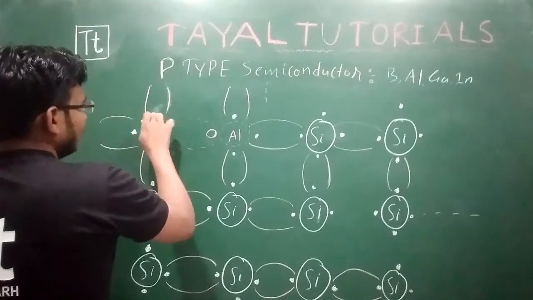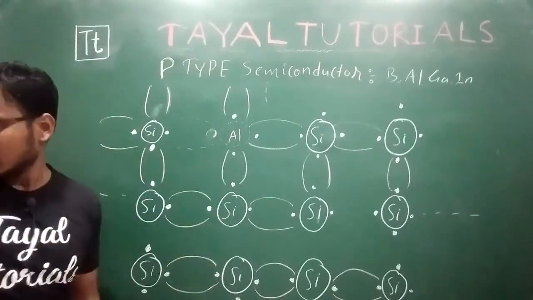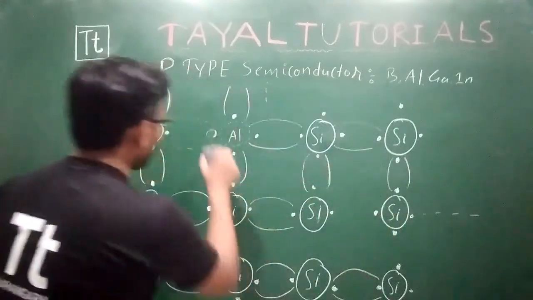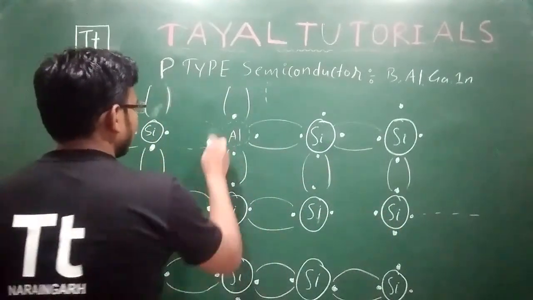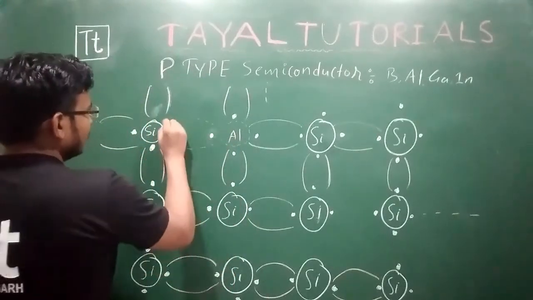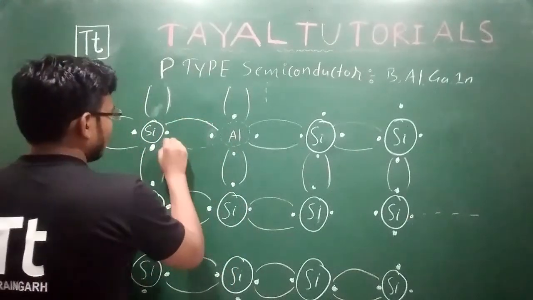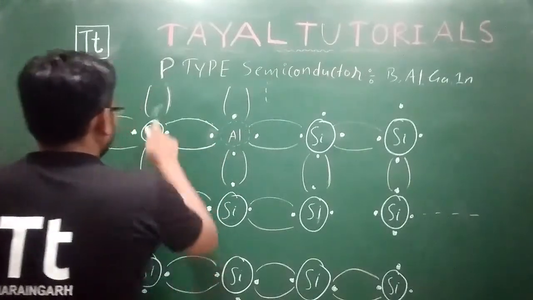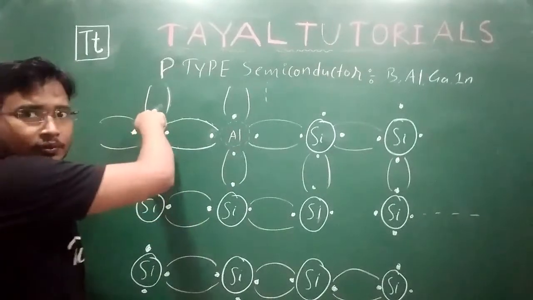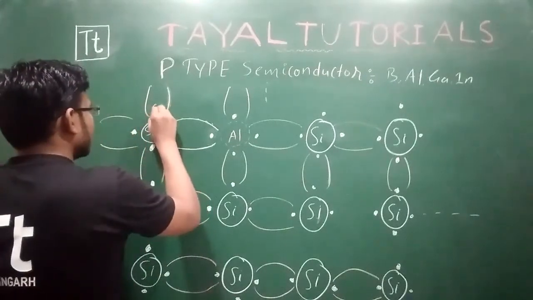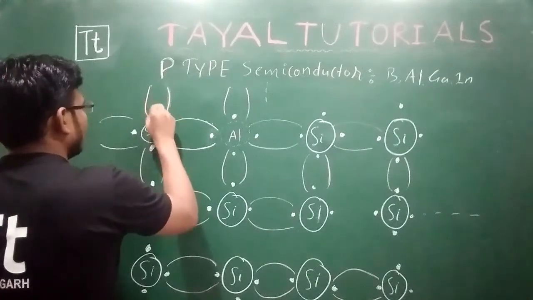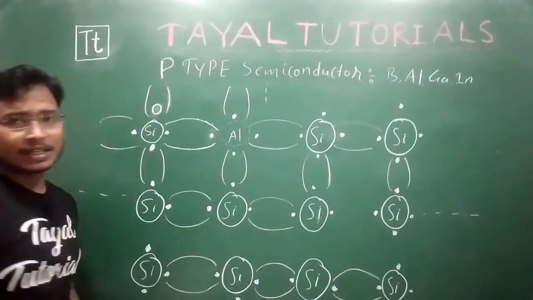So what happened? Let's see, somehow due to some reason this electron comes and joins here. Okay, this electron comes here, the formation of bond will be completed. Here one electron, the formation of covalent bond will be completed. But if the electron from here goes to here, there will be a vacancy. Okay, that vacant place is called as what? Hole. So how is this hole getting increased? Okay, and the crystal hole is getting increased.